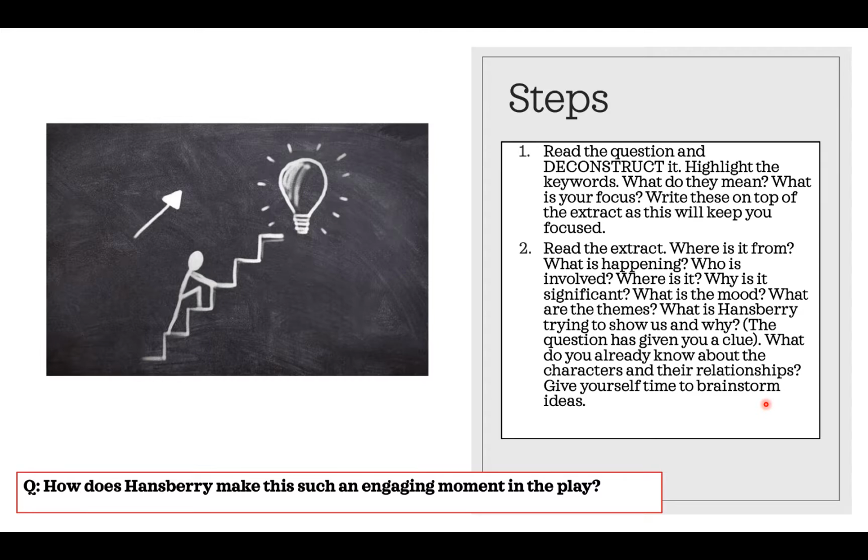So just make sure that you do understand what is happening at that particular point. And give yourself time to brainstorm ideas. So there's nothing wrong with you spending some time writing a few notes on the extract, just to give yourself some ideas of what you already know, because a lot of the notes that you may make, you may then be able to attribute to different quotations that you decide to pick out later on.